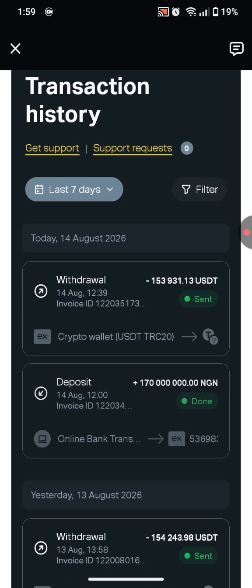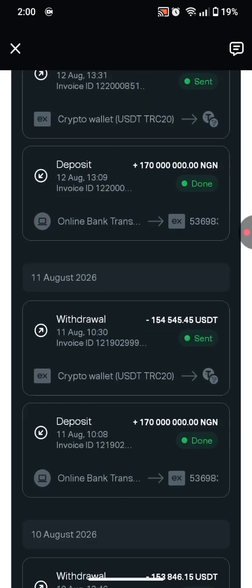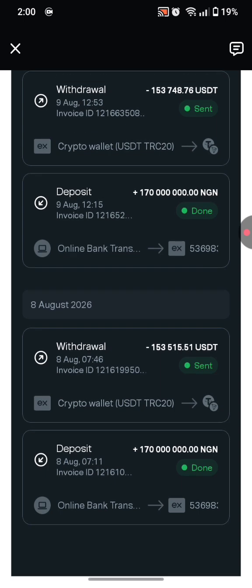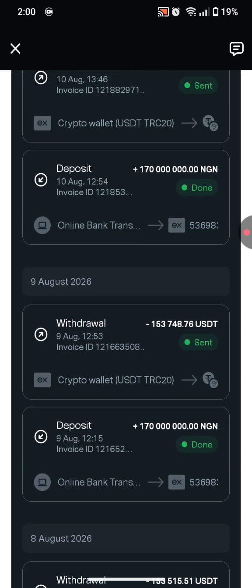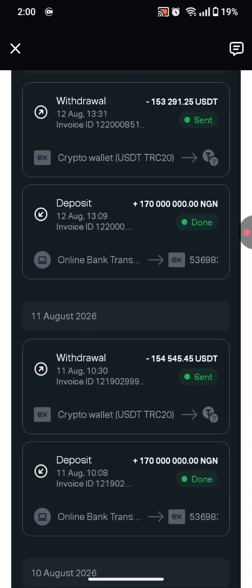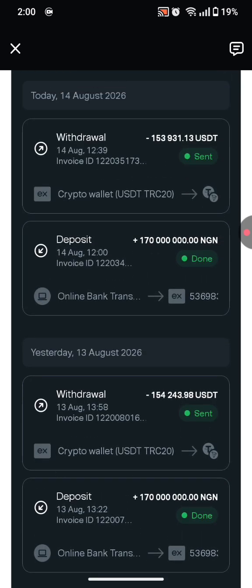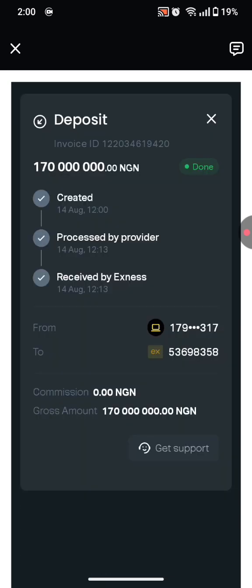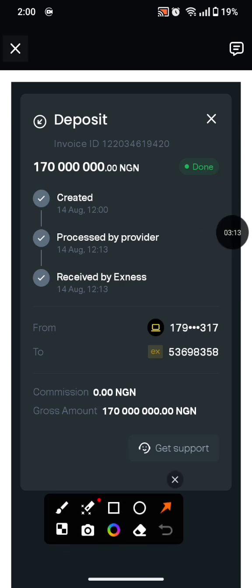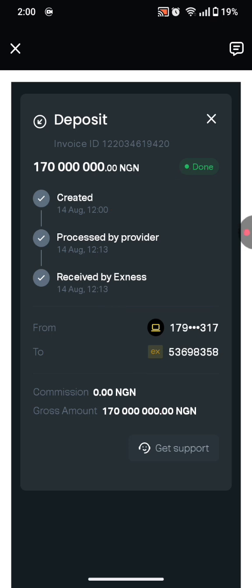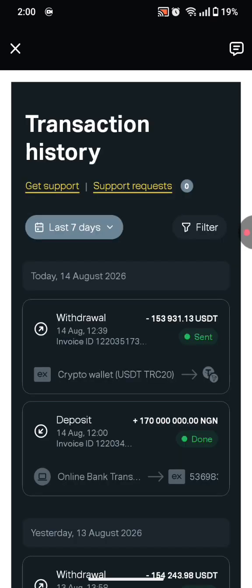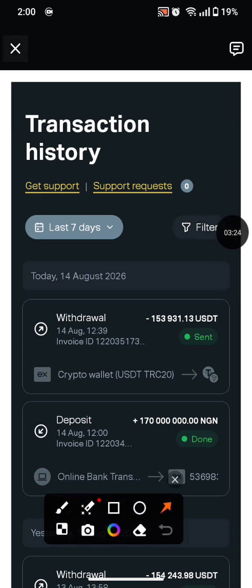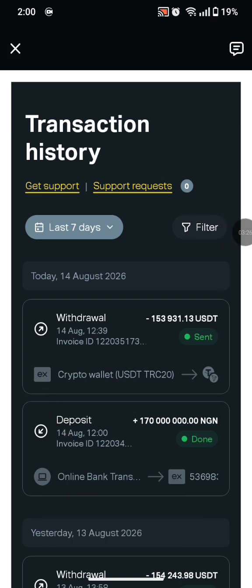So guys, here's my transaction history for today, for yesterday and for other days as well, as you can see. But take note that I always deposit 170 million naira into my account every blessed day. I'll be coming to that later in this video. So this is my deposit for today. I deposited 170 million naira and I placed this deposit at 12 p.m. this afternoon. It came in, and at 12:13 it was available on my Exness balance, and then I withdrew to USDT. Remember, I deposit using online bank transfer, just so you know, and then I withdraw to USDT.